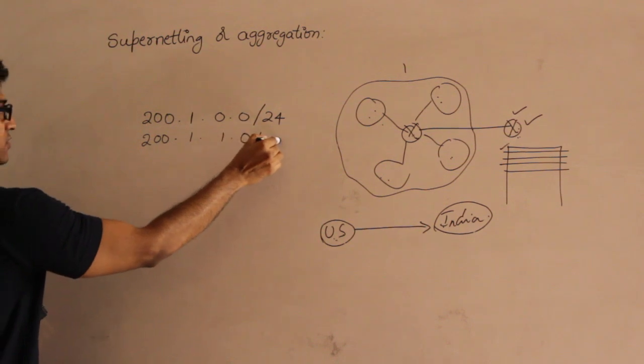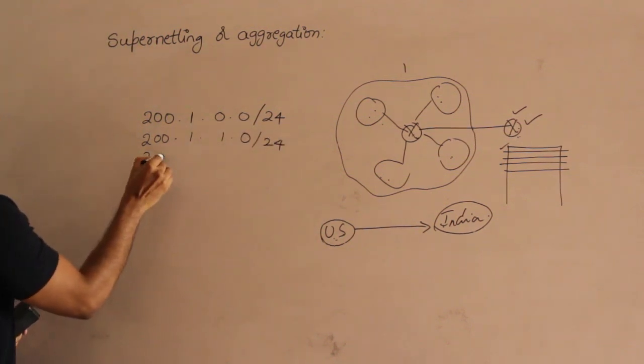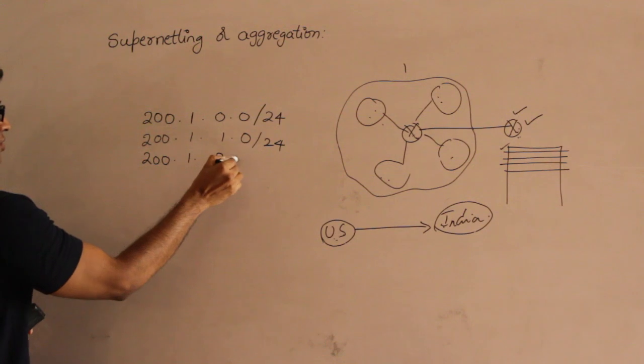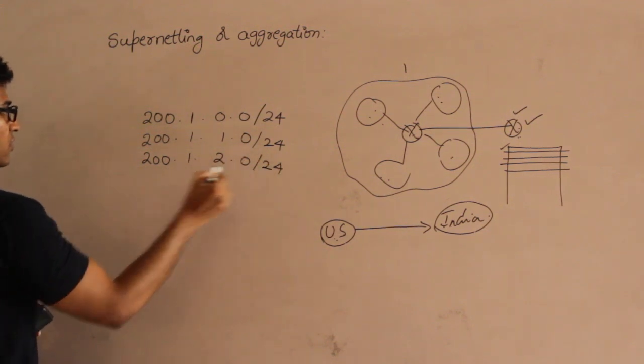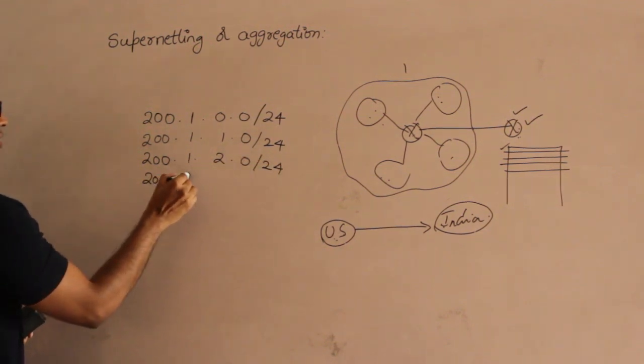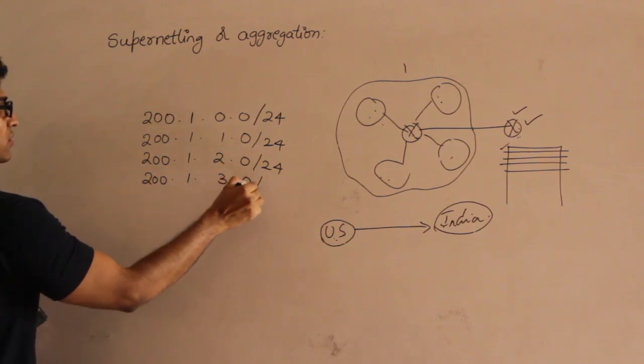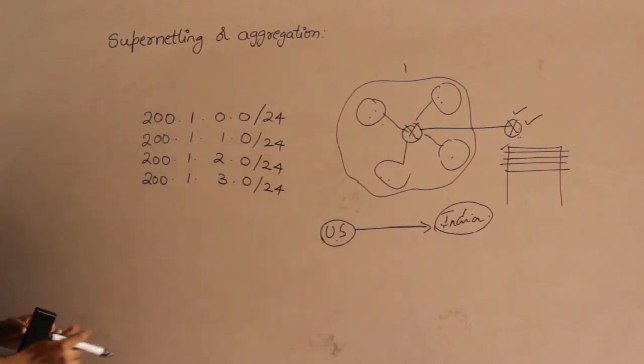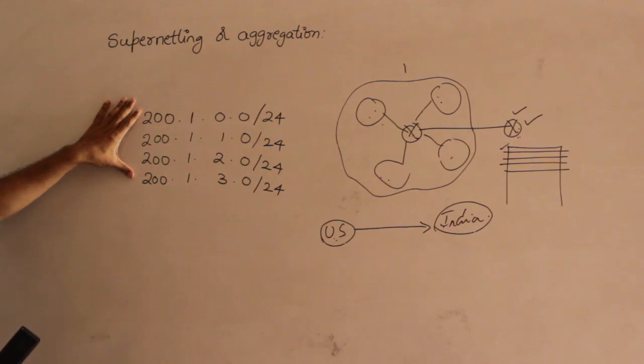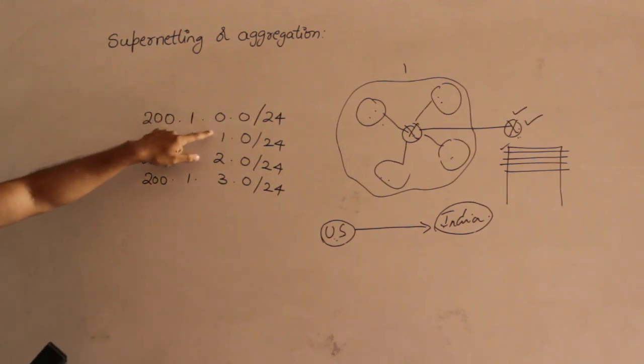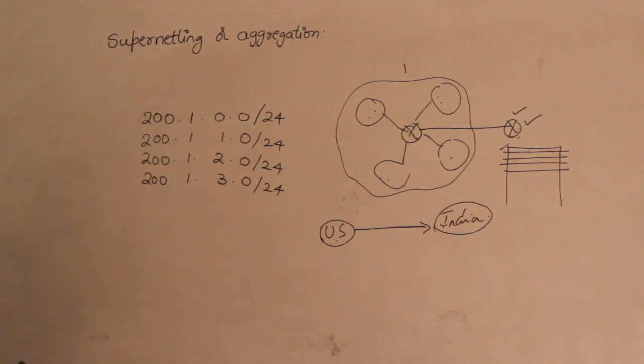200.1.0.0/24, 200.1.1.0/24, 200.1.2.0/24, 200.1.3.0/24. Now by using this /24 we have represented 4 networks. One network is .0, .1, .2 and .3, right? Now my question is, how can I aggregate all these 4 networks?